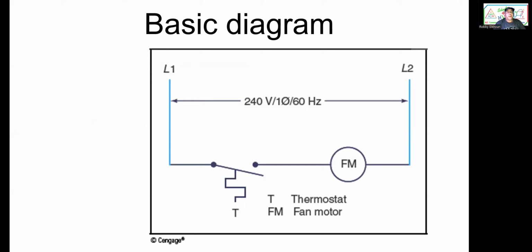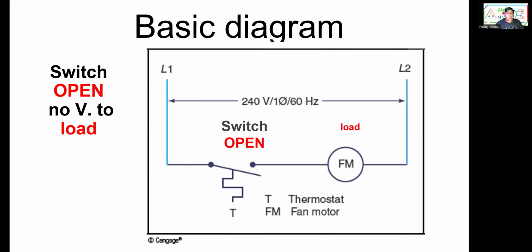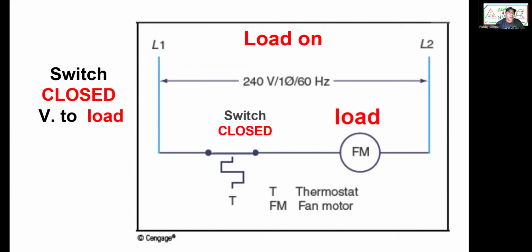Okay, now basic diagram. We have L1, L2. Sometimes they call it neutral, sometimes they call it L2. So there are other ways to name things. So we have one load in series with one switch, excuse me, one switch in series with a load. Okay, switch and load, figure that out. Switches pass the power, loads consume the power. So now switch is closed, load's on. Switch is open, load off.